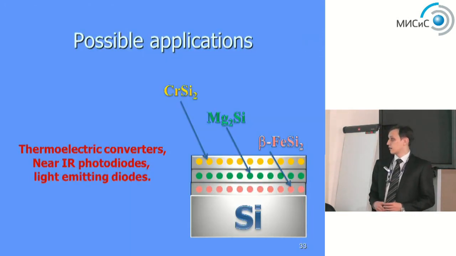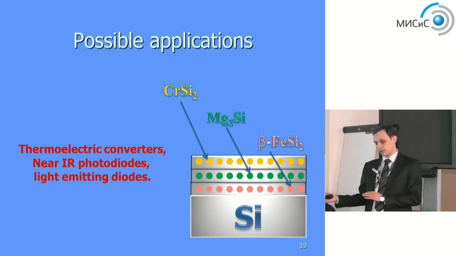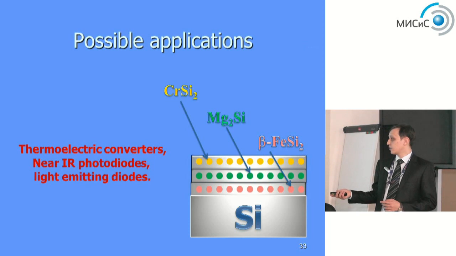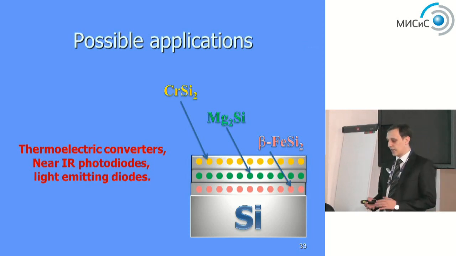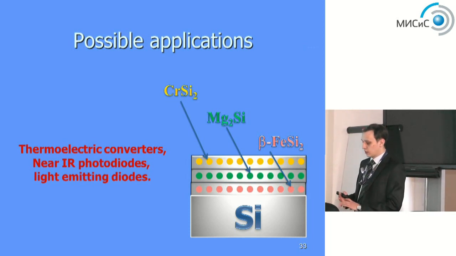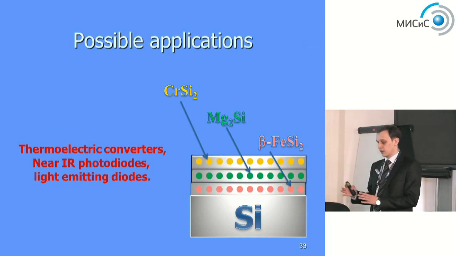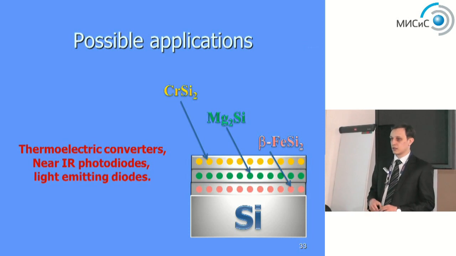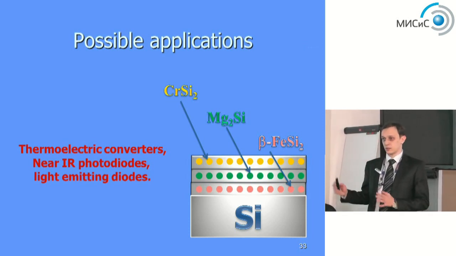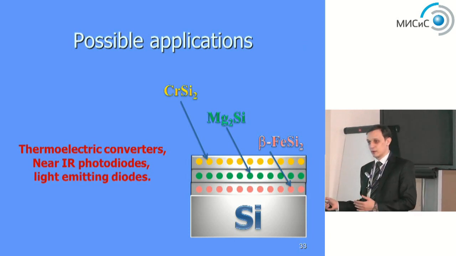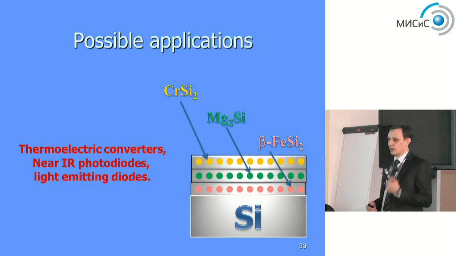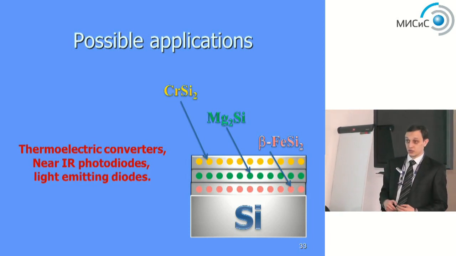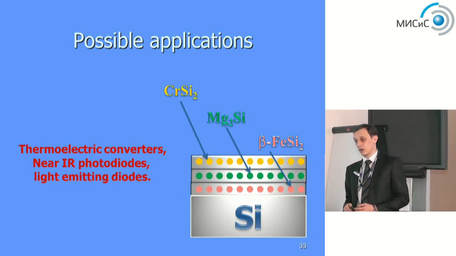Possible application, it's thermoelectric converters. We work in this way. Near infrared photodiodes, we have new data about shift of the edge of silicon photodiodes with embedded silicide nanodots inside this, but it's very new data, about 2 weeks. And I hear about this data, but unfortunately I didn't have to show to you. And I show the light emitting diodes for iron disilicide, but unfortunately efficiency of these diodes now is very low.